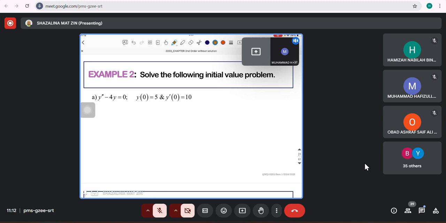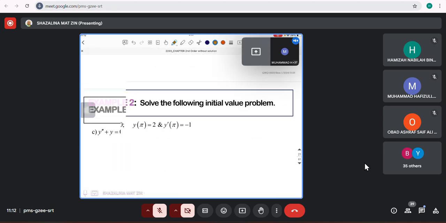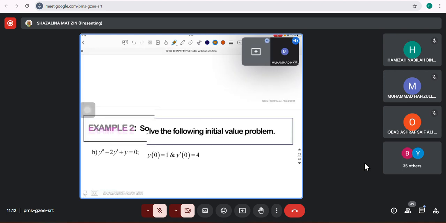Tolong saya buat untuk example 2 semua tau. a, b and c, sampai step 4.